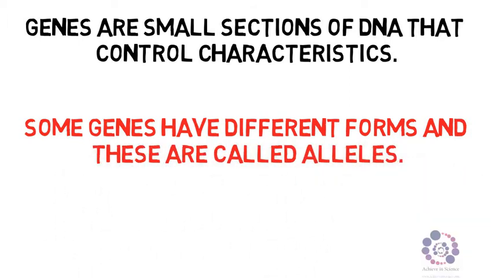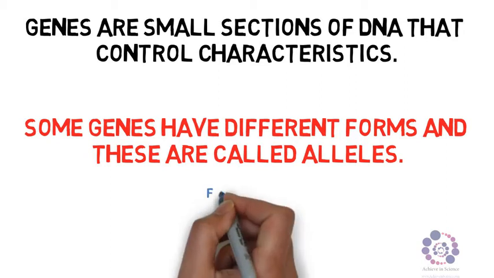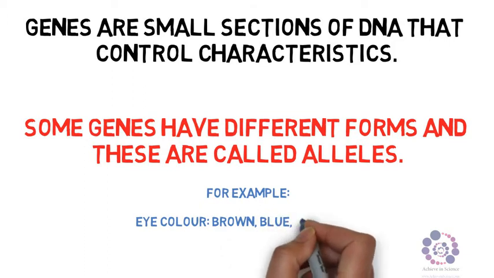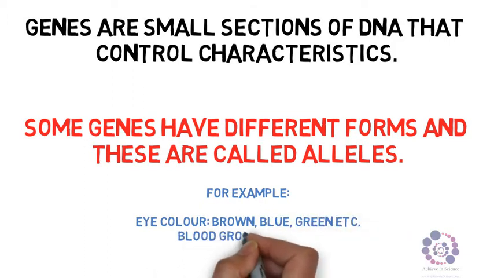Now for an example, if we look at eye colour, there are different eye colours. There is brown, there is blue, there is green, and many others. There is also different blood groups. There is blood group A, B, AB, O. These are all examples of alleles.